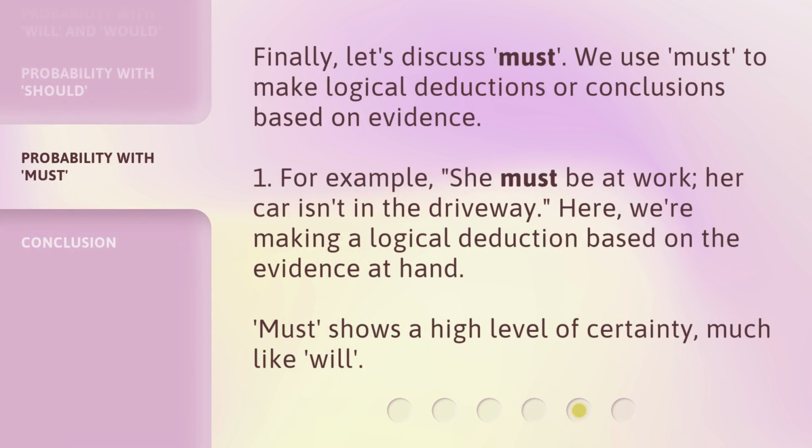Finally, let's discuss must. We use must to make logical deductions or conclusions based on evidence. 1. For example, she must be at work. Her car isn't in the driveway. Here, we're making a logical deduction based on the evidence at hand. Must shows a high level of certainty, much like will.